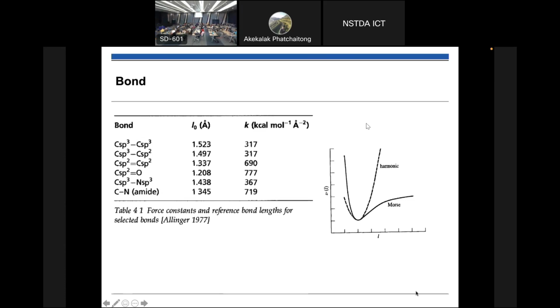And always we represent it in a harmonic term. So basically, in most cases, you don't have bond dissociation. So if your collaborator is saying, I want to look at a chemical reaction, you say mostly no. With this classical molecular dynamics force field, we cannot look at bond dissociation or bond formation.